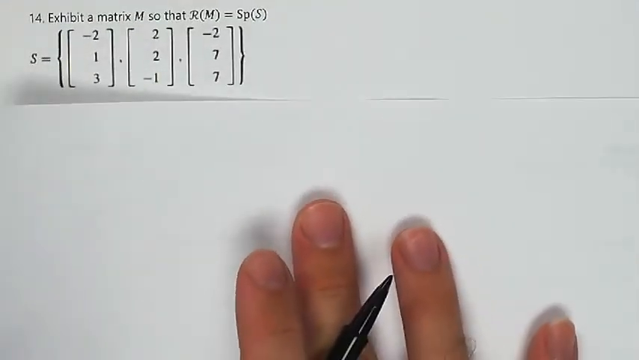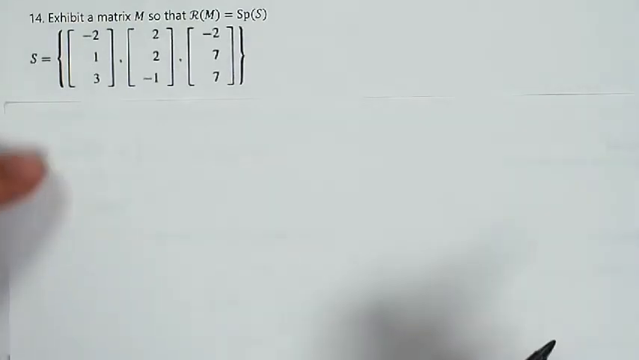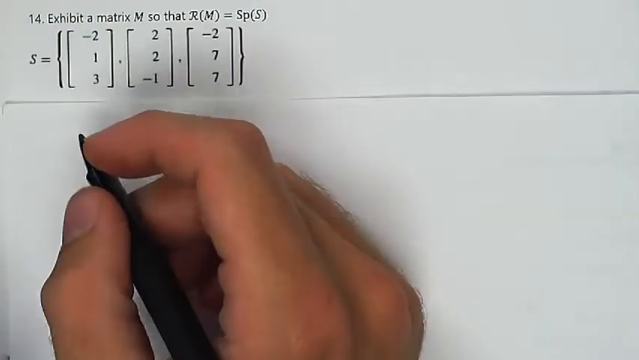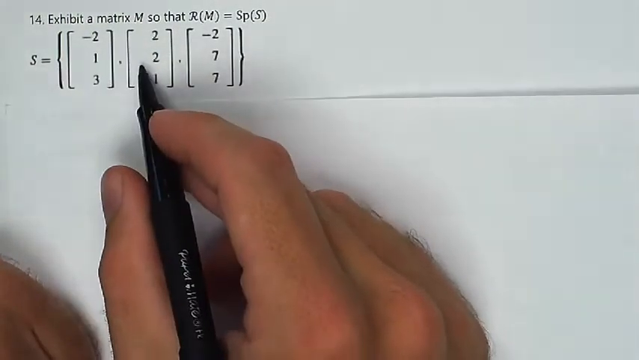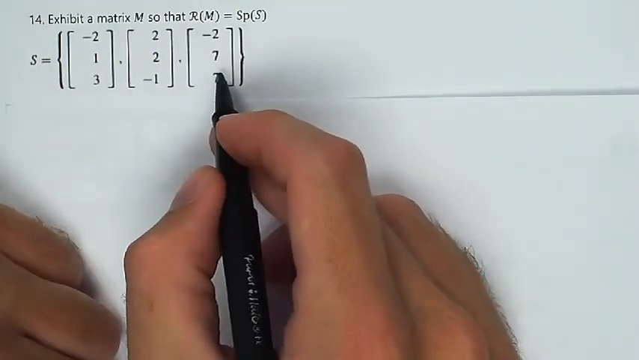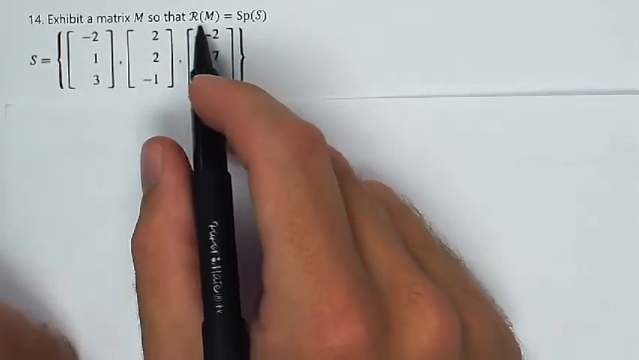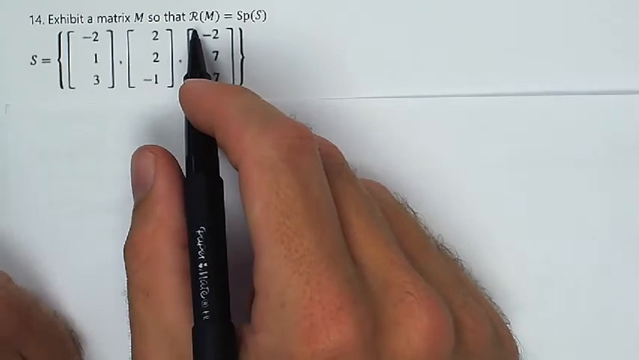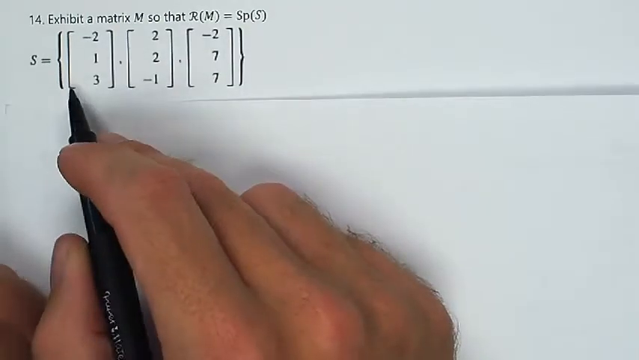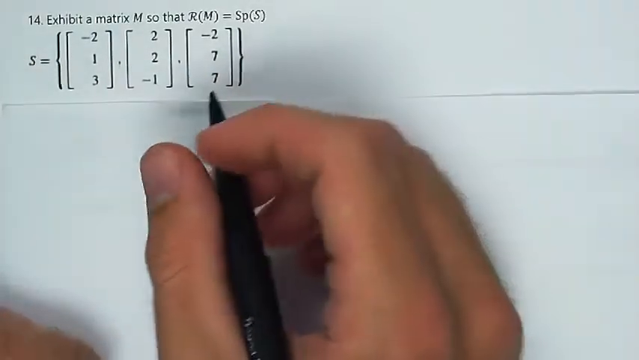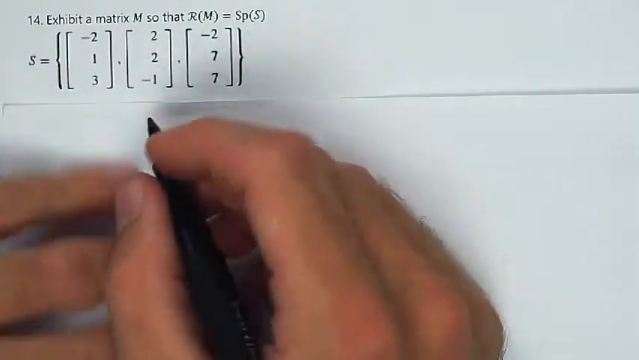Okay, exhibit a matrix M so that the range of M is equal to the span of S. Okay, this is good, right? The span is the set of all possible combinations of these vectors. But the range of a matrix is the set of all possible combinations of its columns. So any matrix we make with columns made up of these vectors will be a matrix M with the range of M equals the span of S.